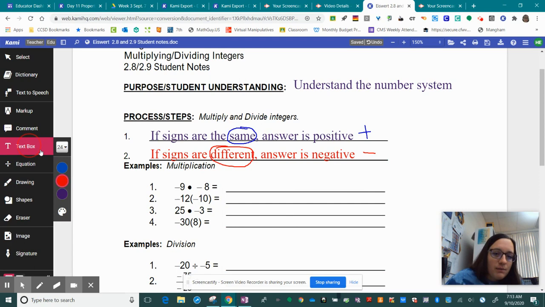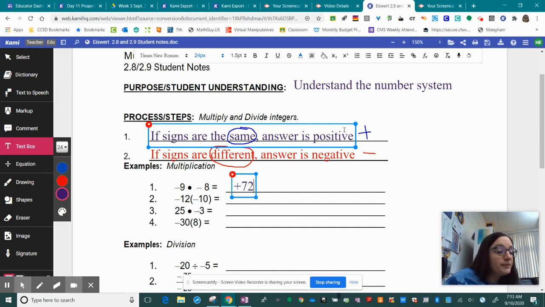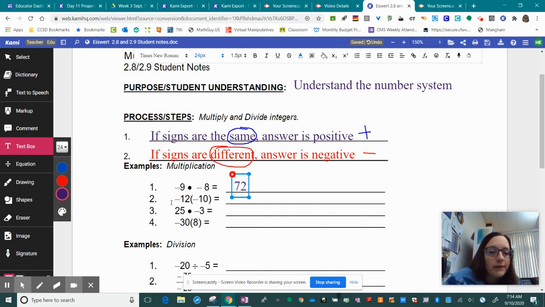So if we look at our first one here, number 1, we have negative 9 times negative 8. That is a math fact, one we should know. But are those the same signs or different signs? Well, we have a negative and a negative. They're both negative. That's the same. If the signs are the same, the answer is positive. So we have a positive, and 9 times 8 is 72. Now, do you have to write this plus sign out front? No. That's still a positive 72. Good to go.